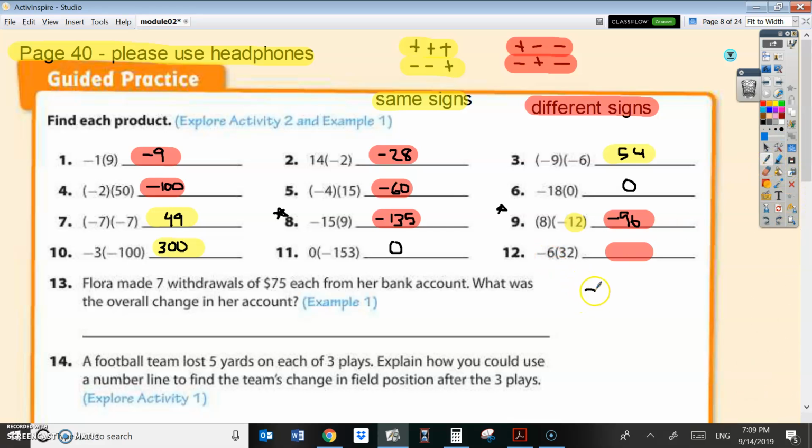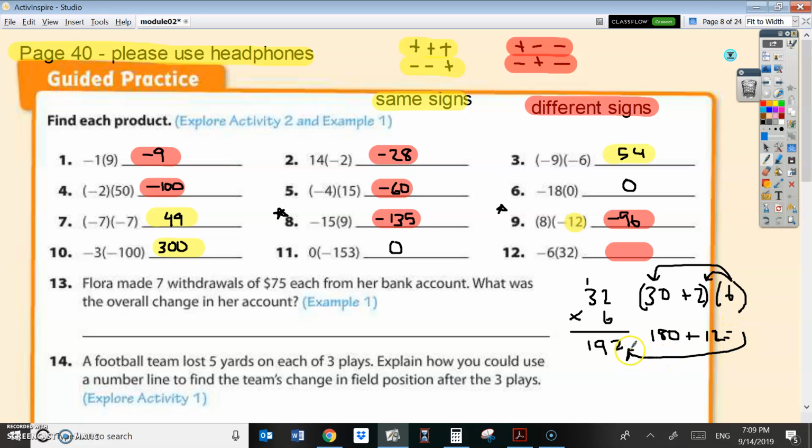6 times 32. You could do this, 32 times 6, and you get 192. Or you could do this, 30 plus 2 times 6. And then you multiply that, and you get 6 times 3 is 18, put a 0. 6 times 2 is 12. Plus that equals 192. But it's negative 192.